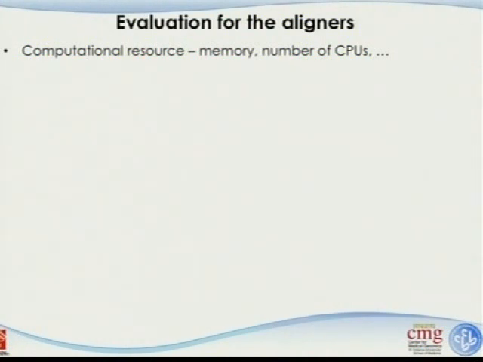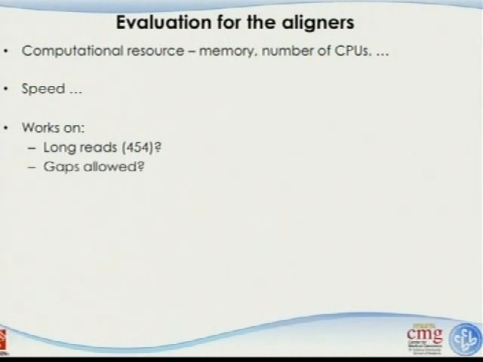There are a lot of things that need to be considered. The first one is the so-called computational resource, which is the memory and the number of CPUs, how much memory you need. For example, if I have only a laptop, probably Bowtie is your only choice, right? And then speed and other things are considerations. Also whether that algorithm works on long reads, like 454 reads, or whether gaps are allowed, okay? Bowtie doesn't allow gaps. There's a comparison in the later slides, so don't worry about that. BWA allows gaps and BFAST allows gaps, so those are things that need to be considered.